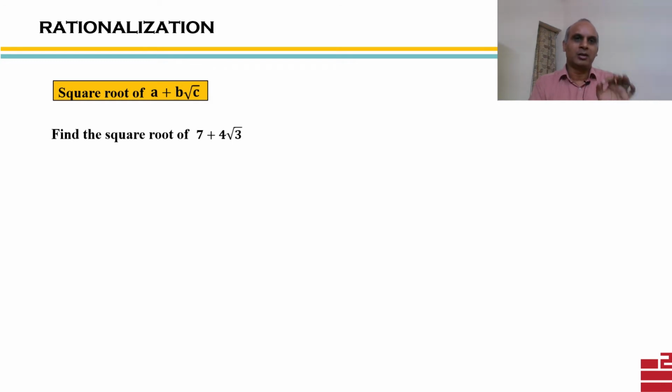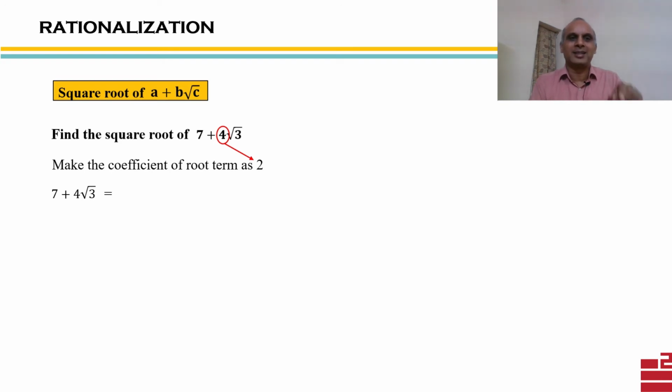Our first concept is the root term here is root 3, the coefficient of that is 4. So our first step is to make this 4 a 2. How do we do this? We can write 4 as 2 into 2. So 7 plus 4 root 3 I can rewrite as 7 plus 2 into 2 into root 3, so that we have 2 as a coefficient. Although we have an extra 2 also as a coefficient, we will see what we do about that. But right now, we wanted 2 to be present and we have got it.